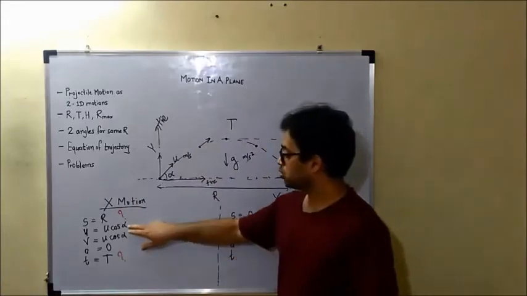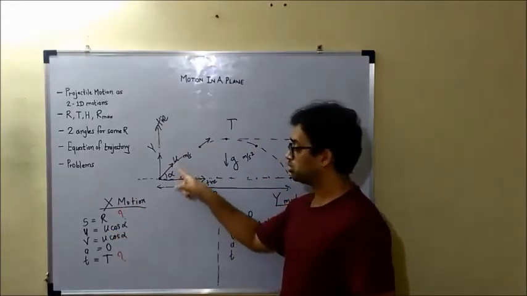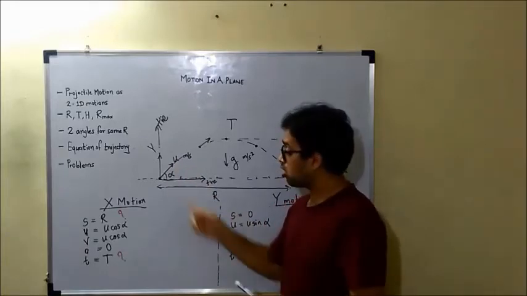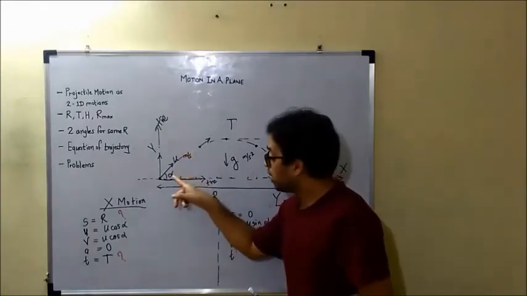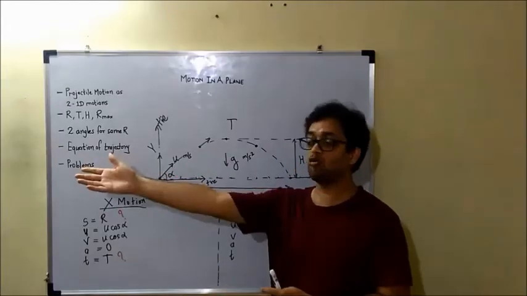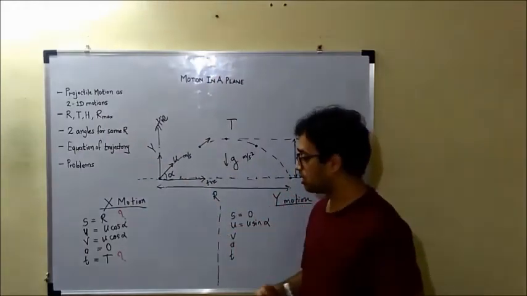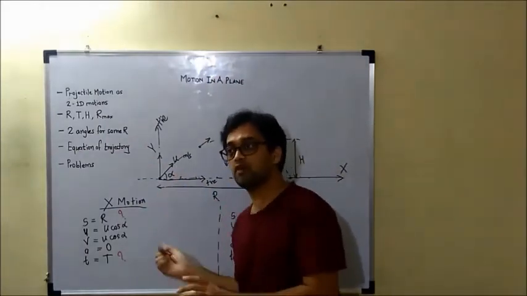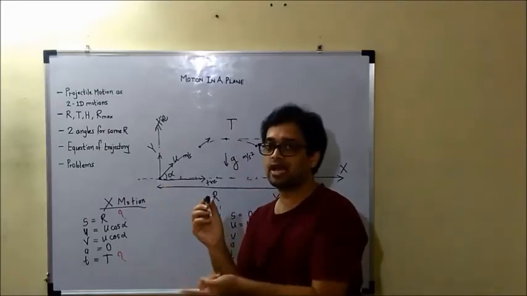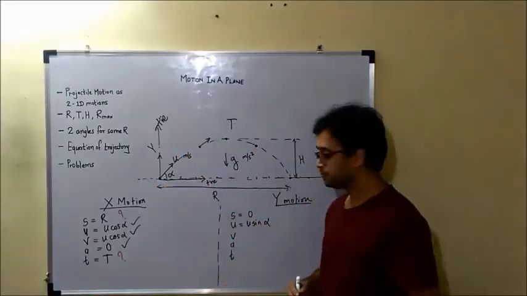So what are the things that you know? You know u cos alpha, because you know u, you know alpha. Those are the known things. You have to give with what velocity you are throwing the ball and at what angle you are throwing the ball, because unless you know that, how can you find how far will it go, how high will it rise, and what is the time that it will take. So you at least should know the velocity with which you are throwing and the angle with which you are throwing. So this is known, this is known, acceleration is also known.